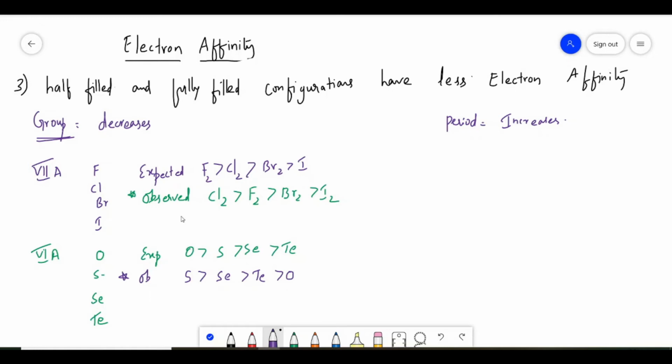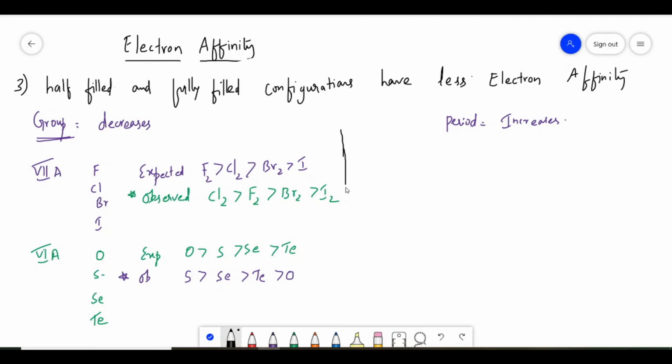So we have a separate chapter for this 7th group, which are called halogens. And we have a separate chapter for this 6th group. So at present, just remember that these two are exceptional groups where the electron affinity is expected to follow one order, but the observed is different. So remember this. That's all.